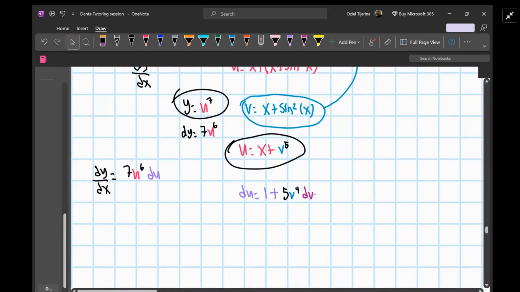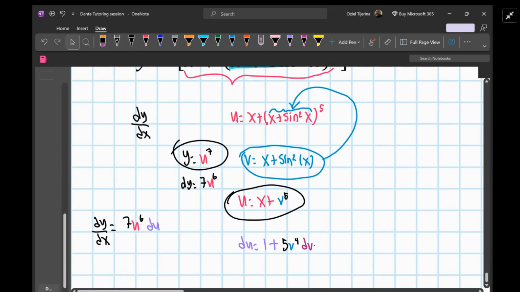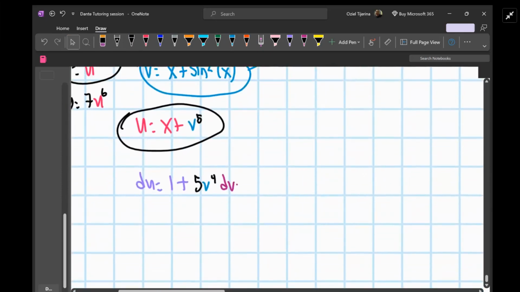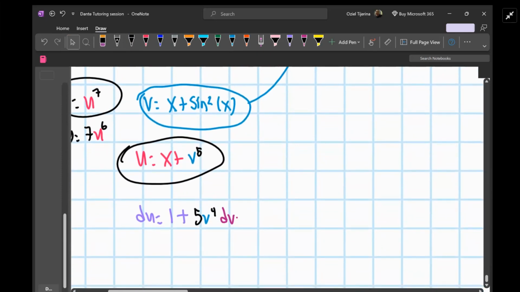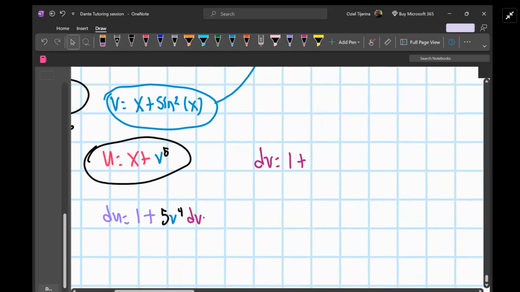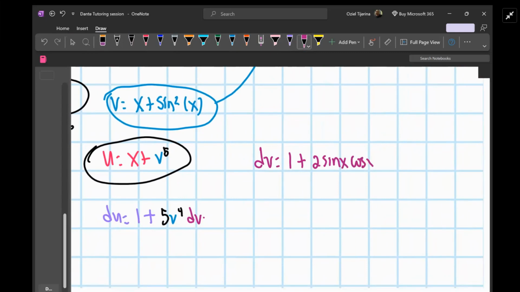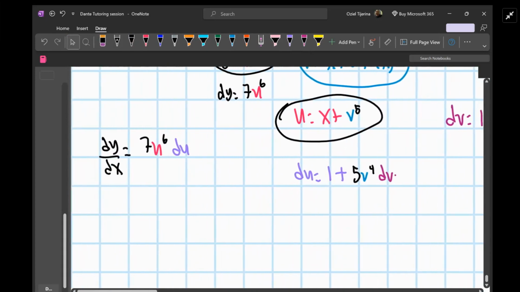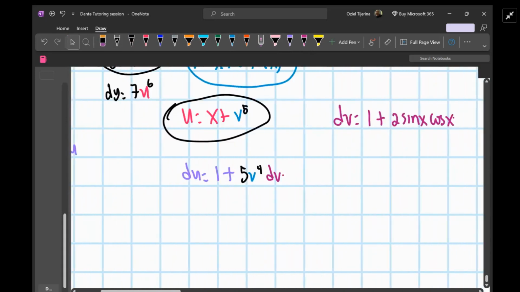So now we're going to go ahead and do dv. So dv is with respect to x. I can say that it's 1 plus, we're really taking the derivative of this, 1 plus 2 sine x cosine x. Now we know that that is what dv is.